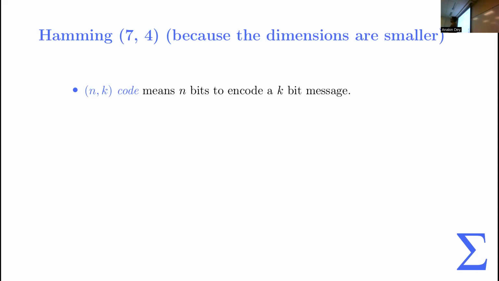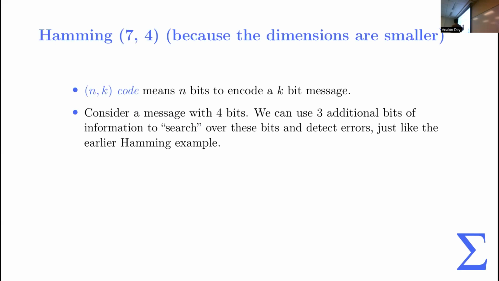We're going to talk about a (7, 4) code right now because we're going to be making some matrices, and they'll get really big if we do (15, 11). So we're talking about (7, 4) codes. We're sending 7-bit messages, of which 4 are the actual message we're sending, and 3 are just extra information. Yeah, 3 additional bits of information to search over these bits, just like the other Hamming example. So you can think about the Hamming (7, 4) code just like the Hamming (15, 11) code. It's a little harder to visualize, and that's why I didn't draw it, because I thought it'd be more confusing. But now you've got 8 bits, and you're sort of partitioning them, like binary searching over them.